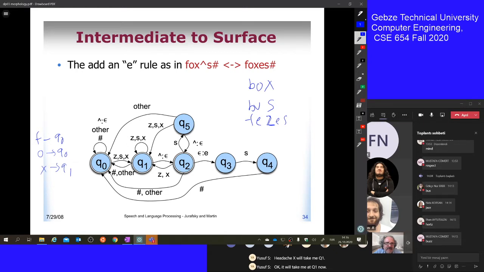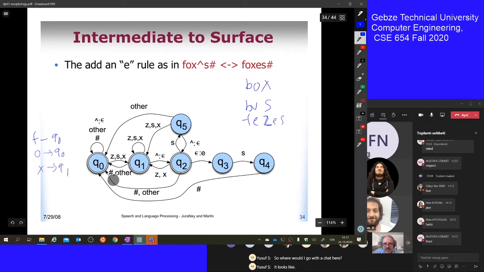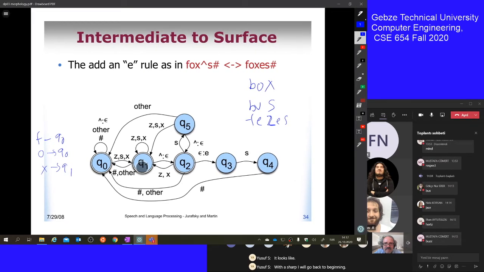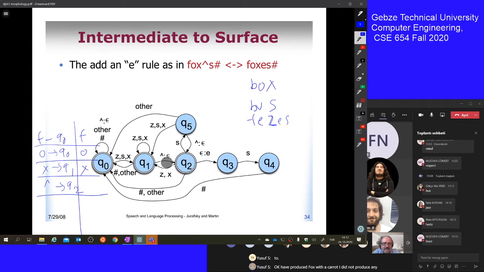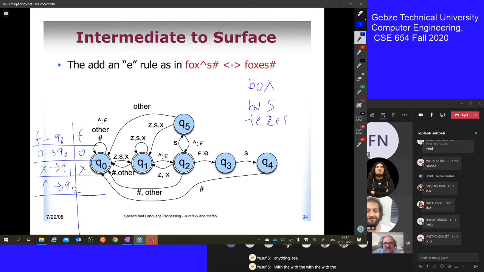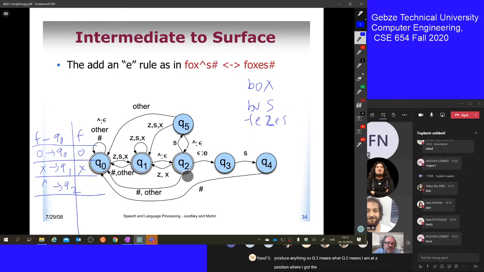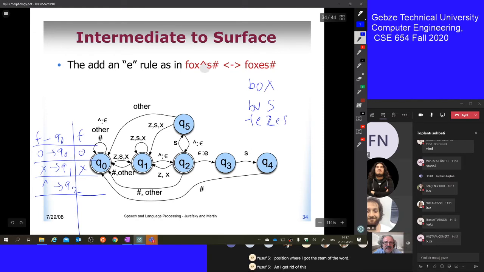Now I have a caret. Where would I go with a caret here? It looks like with a sharp I will go back to the beginning. With a caret I would go to Q2. And I did not produce anything. F produced F, O, X. With the caret, I did not produce anything. So Q2 means I am at a position where I got the stem of the word, and I get rid of this caret thing, and I am at the end.